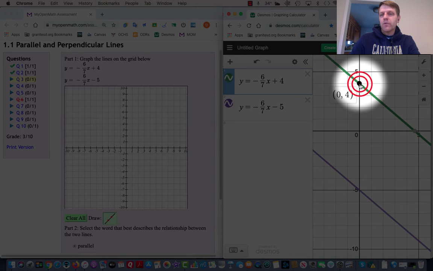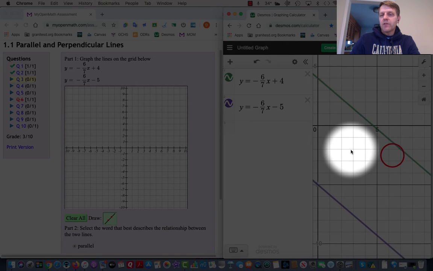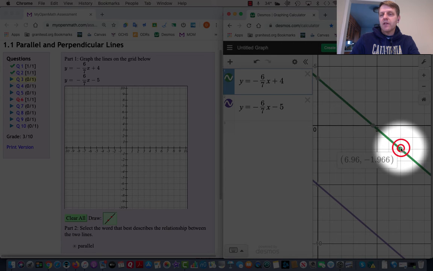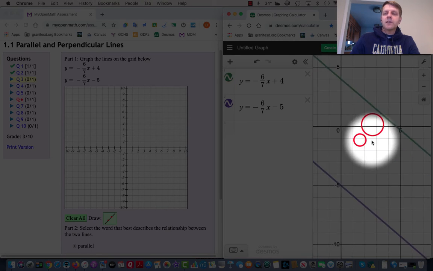So you're starting at 4 and then you're going down 6, 1, 2, 3, 4, 5, 6, and then you're going over 1, 2, 3, 4, 5, 6, 7, and there you are. There's a dot right in there. Cool. So let's try that.